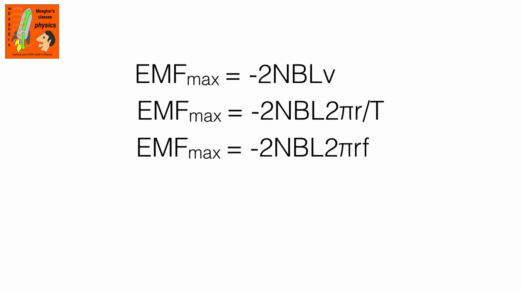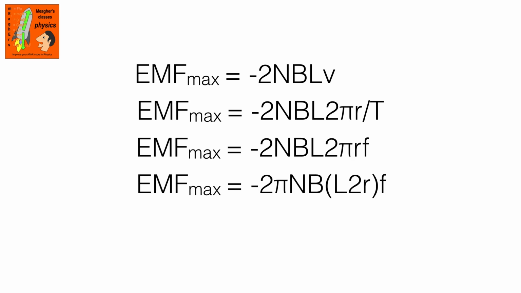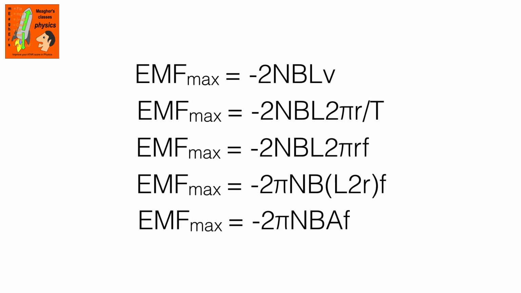Now if I rearrange the equation and just take the pi down to the front and group together a few other terms, I've got negative 2 pi NB, and then I've grouped together L and 2R and multiplied by F. Now if this is a rectangular coil, L is the length of the coil and 2R will be the width of the coil, so we've got length times width, which is equivalent to area. So fantastic. We've got another equation for how we can calculate the maximum EMF induced in this alternating current generator.